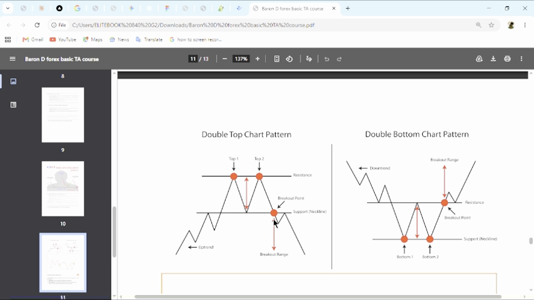If it's a reversal of the resistance, you have to target the support, which is this level here. If it's a reversal of the support, you have to target the resistance. It's going back to the resistance.